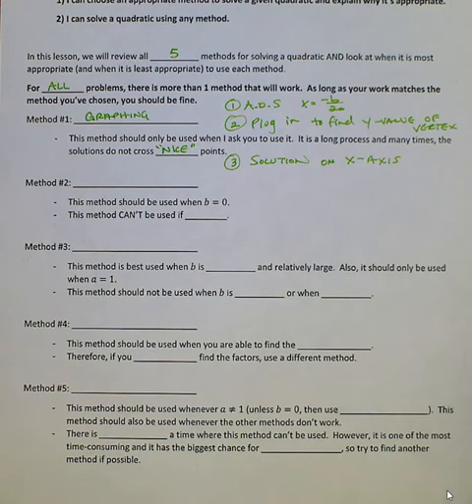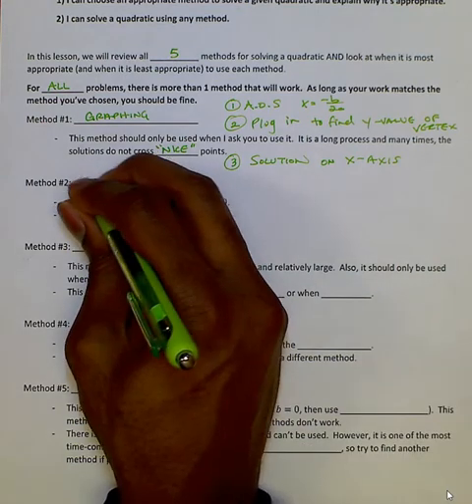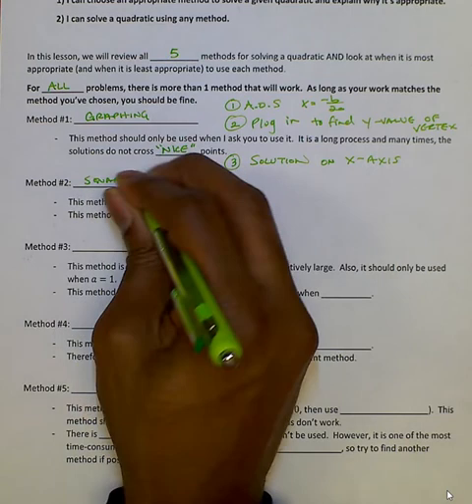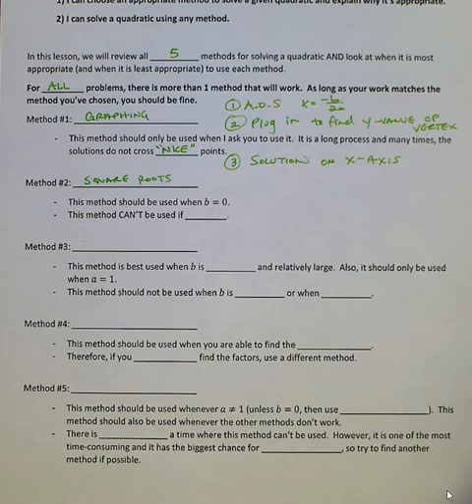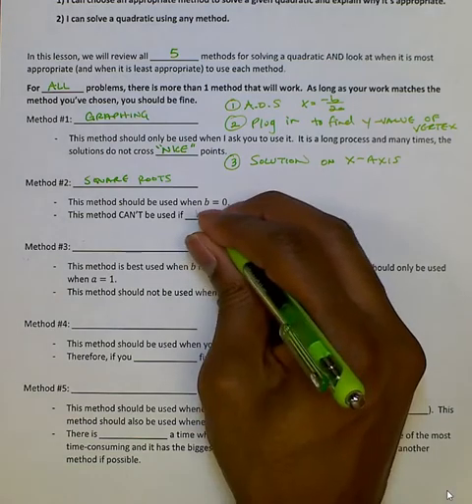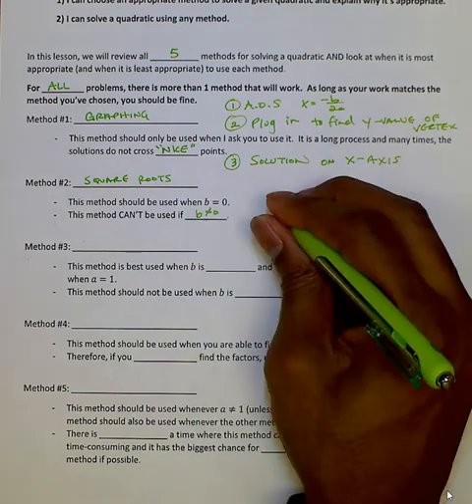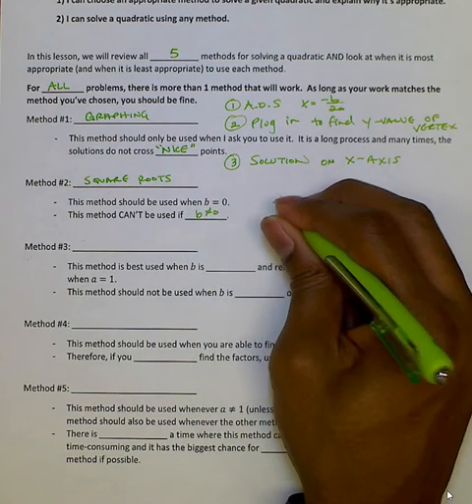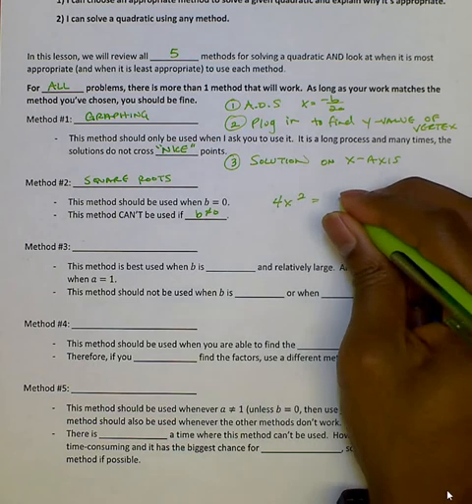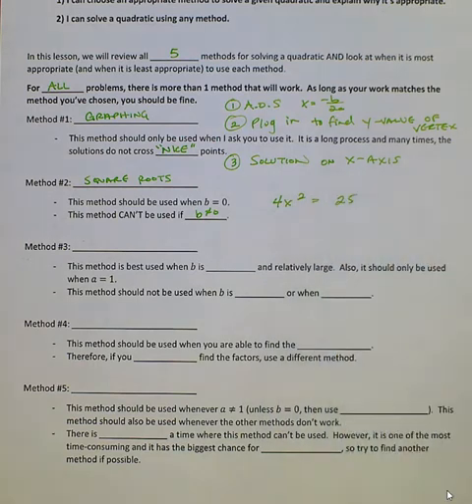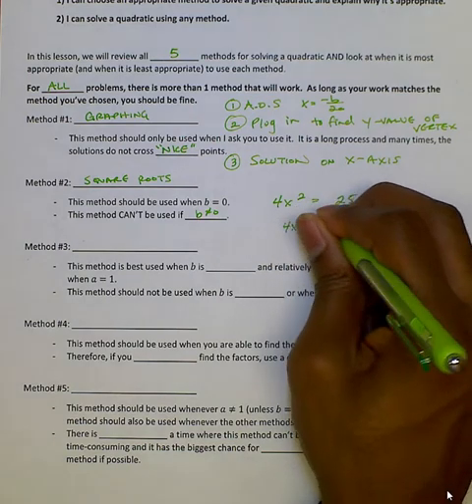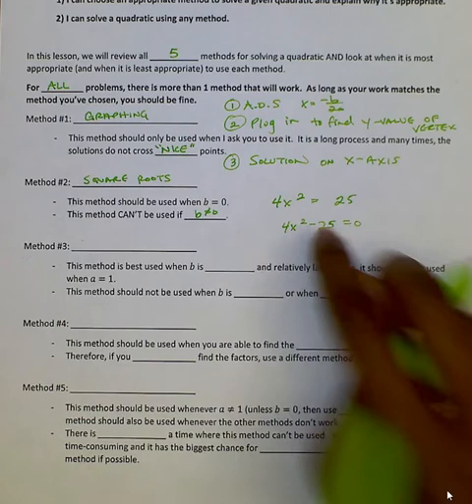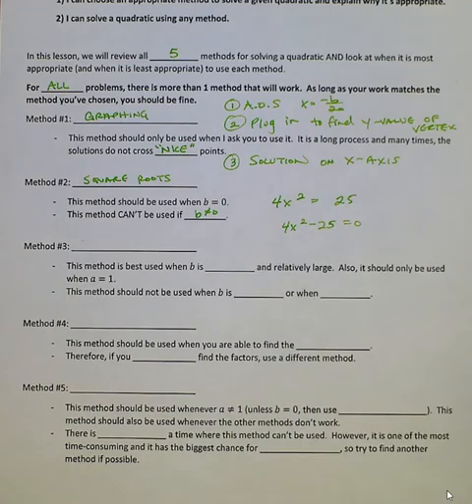The second method, square roots. Okay, this method should only be used if b is 0. This can't be used if b is not equal to 0. So in a problem like 4x squared equals 25, this is a perfect problem to use square roots. Or, let's say 4x squared minus 25 equals 0. You will notice that b is a 0 value, and so this is an equation that we probably want to use square roots for.